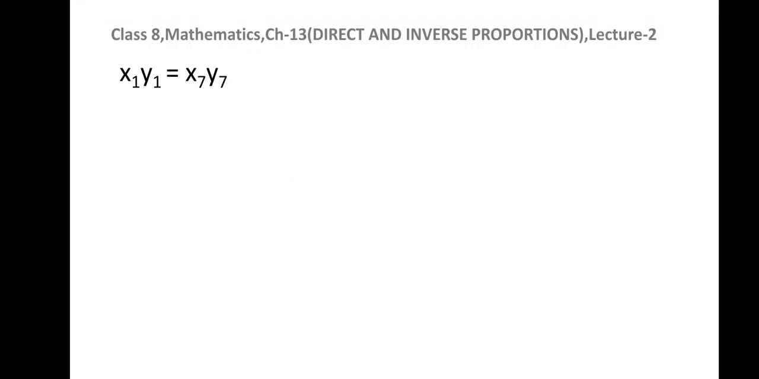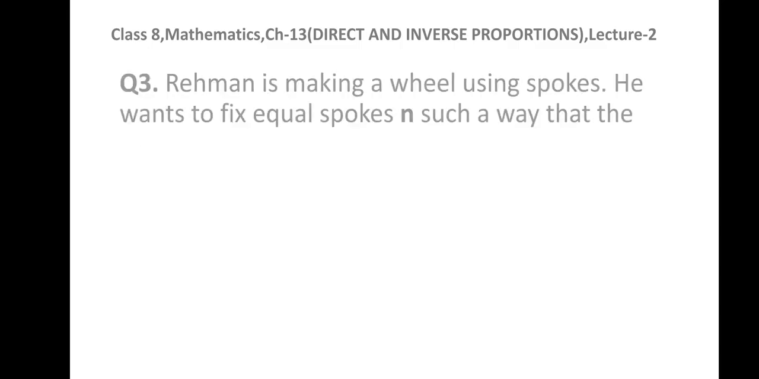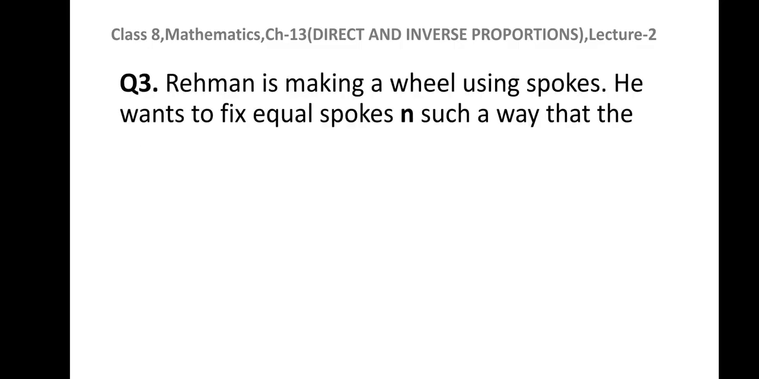x1 y1 is equal to x7 y7. So after cancelling out, you will be getting y7 as 5,000. So we have completed the table now. And in the table, we were supposed to find out whether that was a case of inverse proportion. We have seen that. And using that concept of inverse proportion, that xy should be constant, we have calculated the values of unknowns in the given table in question number 2. Let us talk about question number 3.